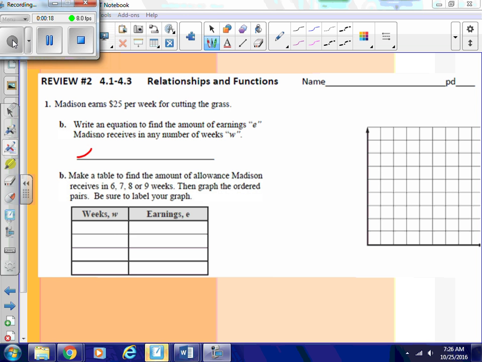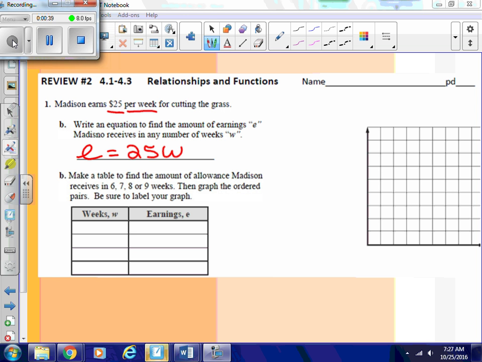So how does she get her earnings? She earns $25 per week. That's $25 times the number of weeks. There's our equation. For part B, we're going to make a table to find the amount of allowance Madison receives in 6, 7, 8, or 9 weeks, and then we'll graph the ordered pairs and we'll label the graph.